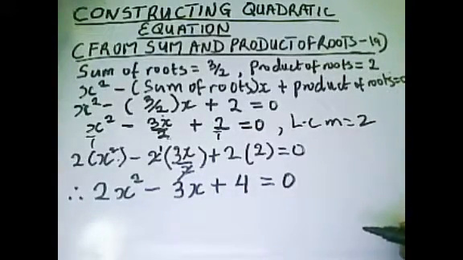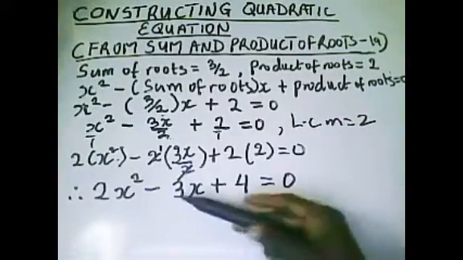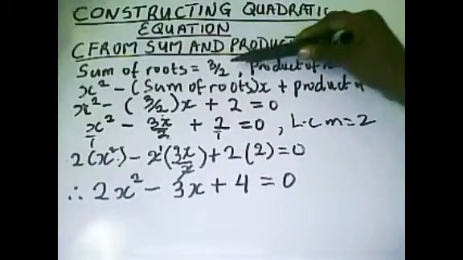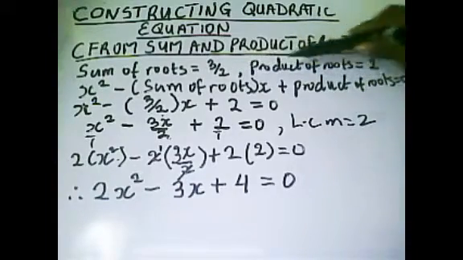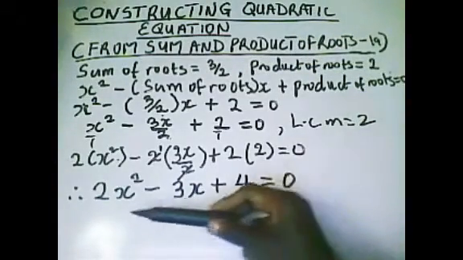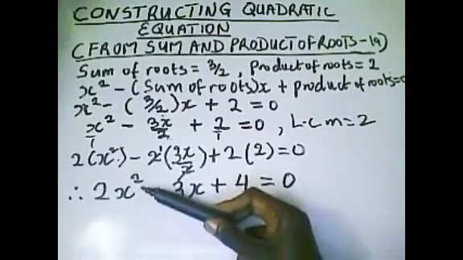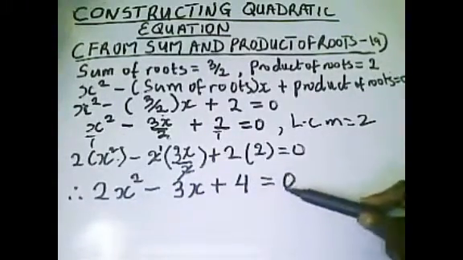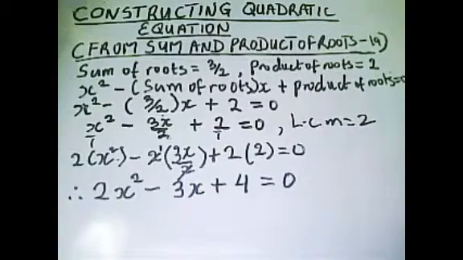So there you have it, friends. The quadratic equation whose sum is 3 upon 2 and whose product is 2 is now 2x squared minus 3x plus 4 equals to 0. So that is the answer to this question. I hope you follow through the steps in solving these questions correctly and that you also enjoyed the lesson.